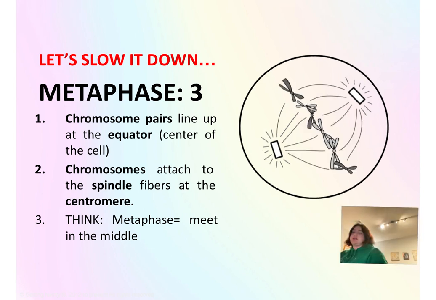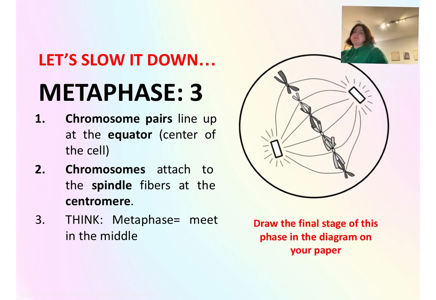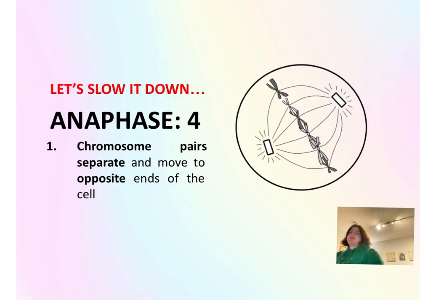So we can see here the chromosomes lining up. The spindle fibers are attaching to the centromeres. So think metaphase equals middle. Then we're moving on to anaphase, which is stage 3 of mitosis. Remember, our pictures include interphase, which is not a part of mitosis.